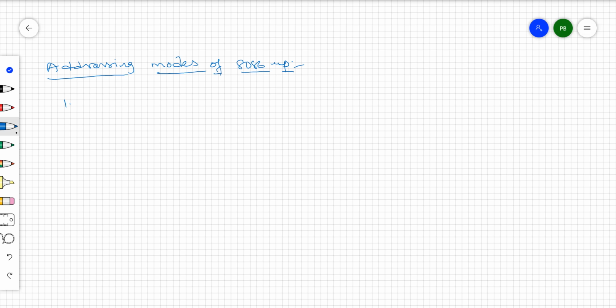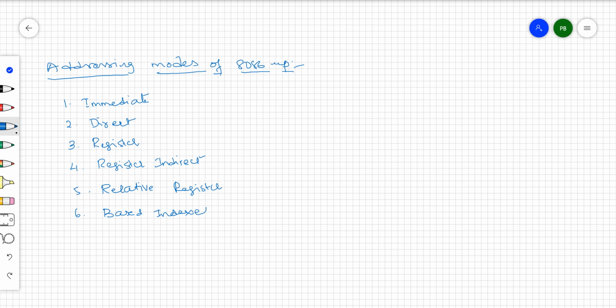One is the immediate addressing mode, second one is the direct addressing mode, third one is the register addressing mode, fourth is the register indirect addressing mode, fifth one is the relative register addressing mode, sixth is the based indexed addressing mode, seventh one is the relative based indexed addressing mode. Like that, another two are there, intersegment and intrasegment.